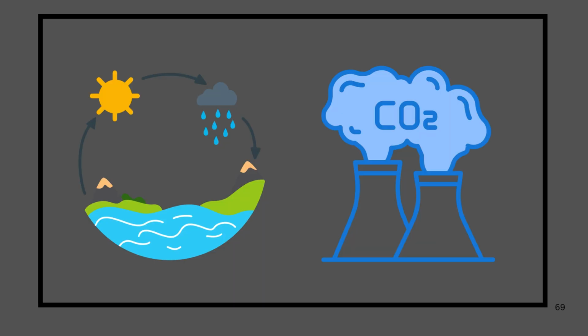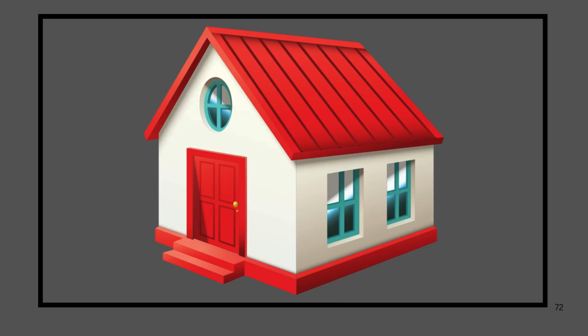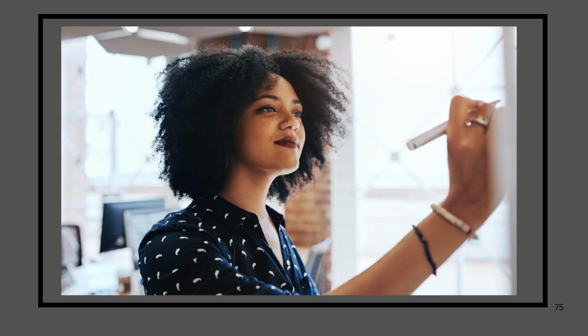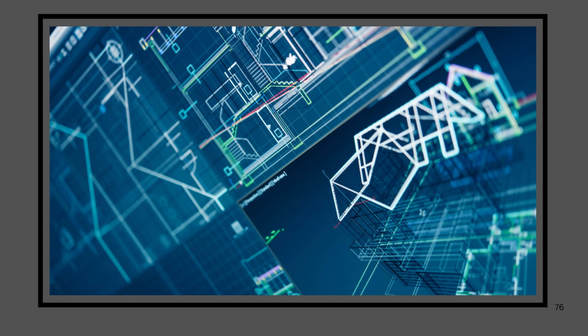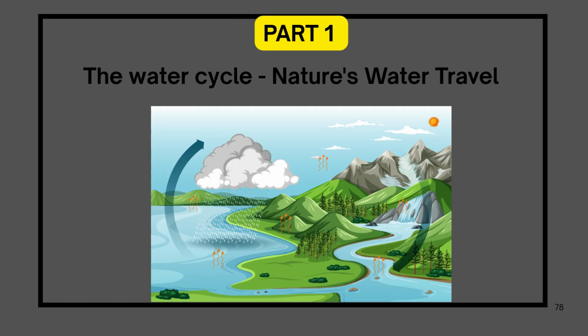To see these cycles, we can use animations or create small models at home. You can use a computer or mobile to watch or draw your own versions. You don't need fancy things, just use what you already have. Part 1: The water cycle, nature's water travel.